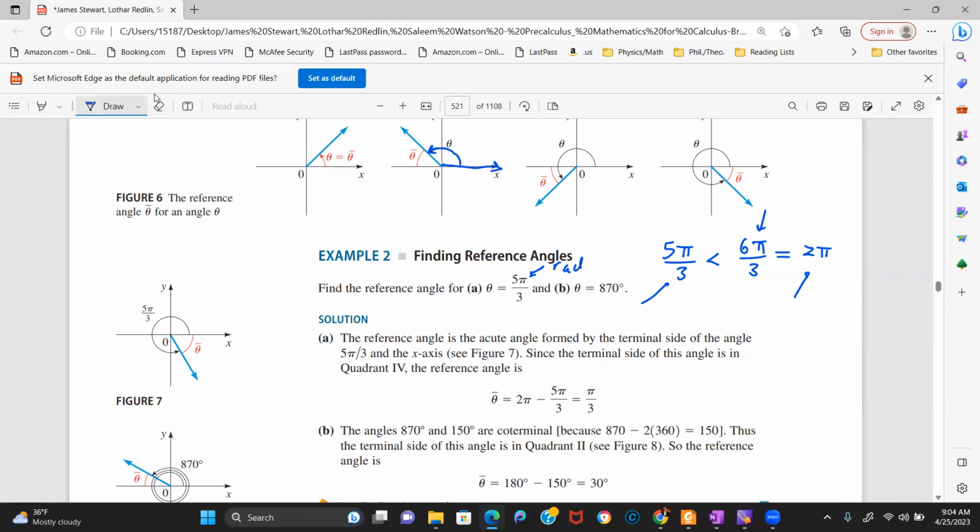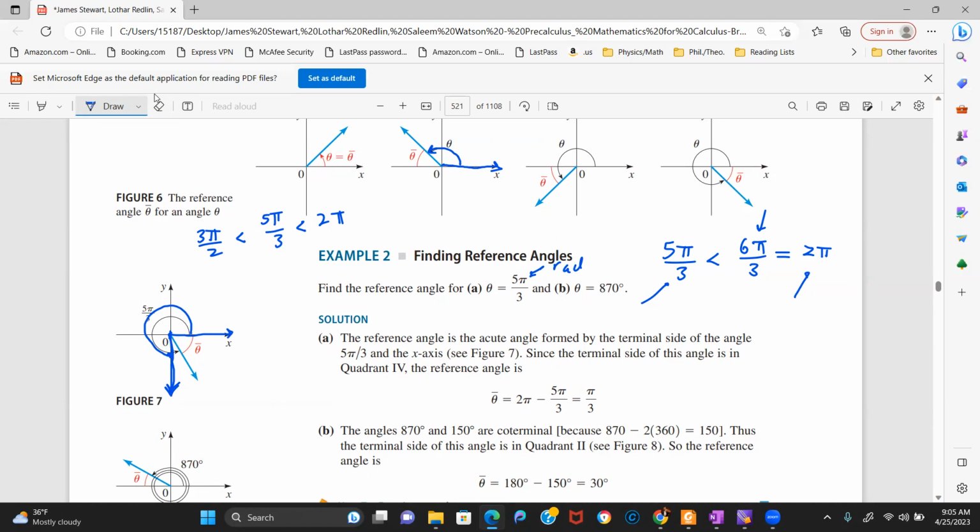So 5 pi over 3 is less than, and actually you can also say, what you have that's true is 5 pi over 3 is greater than 3 pi over 2 and less than 2 pi. And 3 pi over 2 corresponds to rotating all the way to here. So you're between this terminal side and this side right here. That kind of forces you into the fourth quadrant.